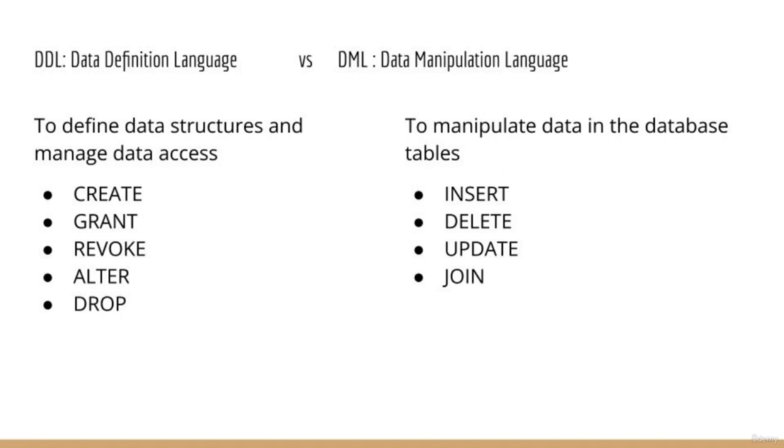DML, on the other hand, is data manipulation language, which is used to manipulate data itself. This is how we deal with records within tables in a database. For example, insert, delete, and update are instructions in SQL. Update allows us to change values of data in a database table. Join is used in a select statement to combine rows in one table with rows from another table.